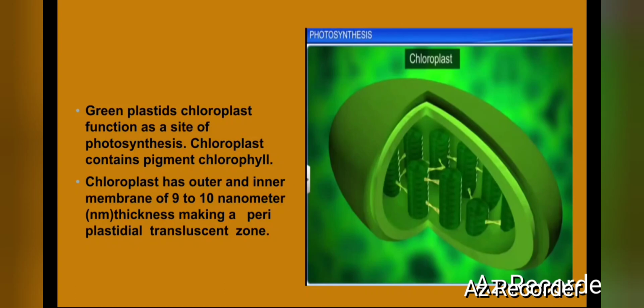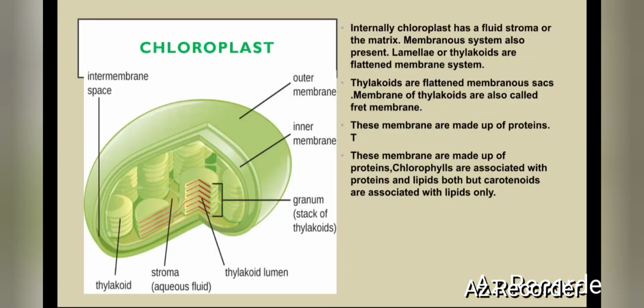Green plastids, chloroplasts function as a site of photosynthesis. Their internal structure involves the chloroplast having an outer and inner membrane. Its thickness is about 9 to 10 nanometers, making a periplastidial translucent zone.